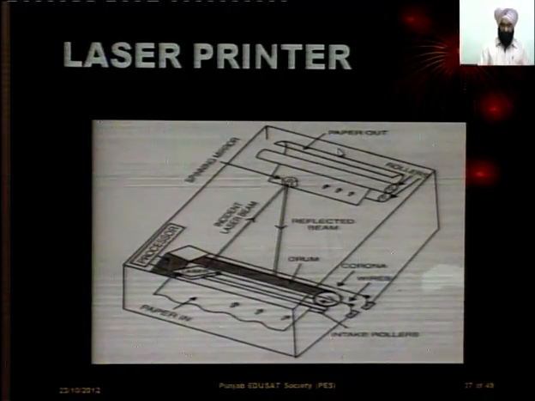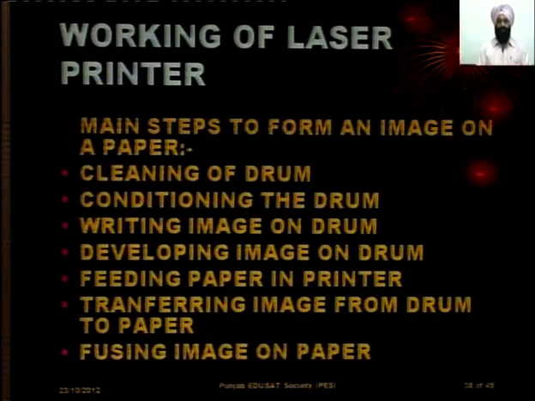Working of laser printers: the main steps to form an image on paper are cleaning of drum, conditioning of drum, writing image on drum, developing image on drum, feeding paper in printer, transferring image from drum to paper, and fusing image on the paper.